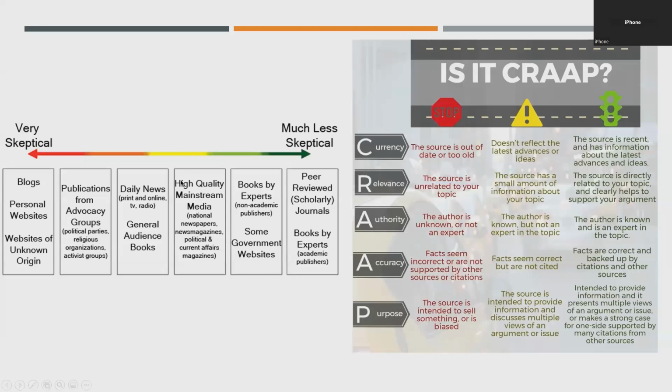Moving up the spectrum, news sources, like CNN, NBC, those are a little bit more trustworthy. Books that are meant for a general audience, we're getting progressively more trustworthy. We're moving up to high quality mainstream media. I think I misspoke here. I used CNN and NBC as examples, and those are maybe more examples of high quality mainstream media.